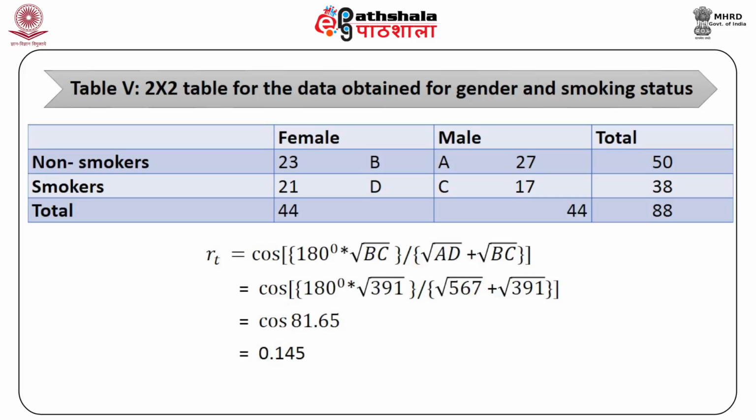Now, if we know the totals and we know the values as shown in table 5, we can substitute these values in this equation and we arrive at the cosine of 81.65, the value of which can be taken from the trigonometric ratios table, and it turns out to be 0.145.